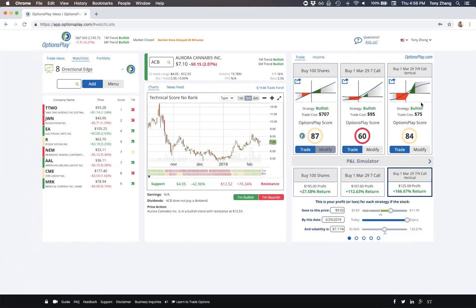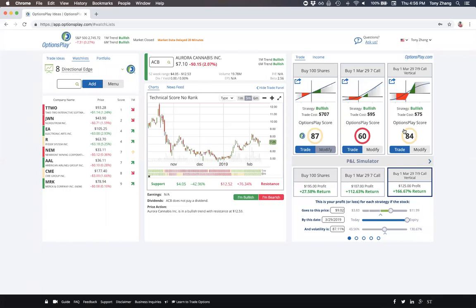I will say a lot of these weed stocks, the options are very, very expensive. So in this particular case, it doesn't look horrible. But as you can see, the OptionsPlay score of 84 is average, meaning the options are still somewhat expensive.